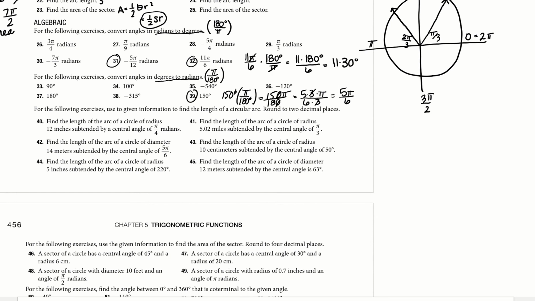Okay, so we're going to look at some of these. Find the length of the arc of a circle of diameter 14 meters subtended by the central angle of 5 pi over 6. That means that our angle is 5 pi over 6. We need the arc length, which is S equals R theta. Remember, theta is in radians. It's always in radians.